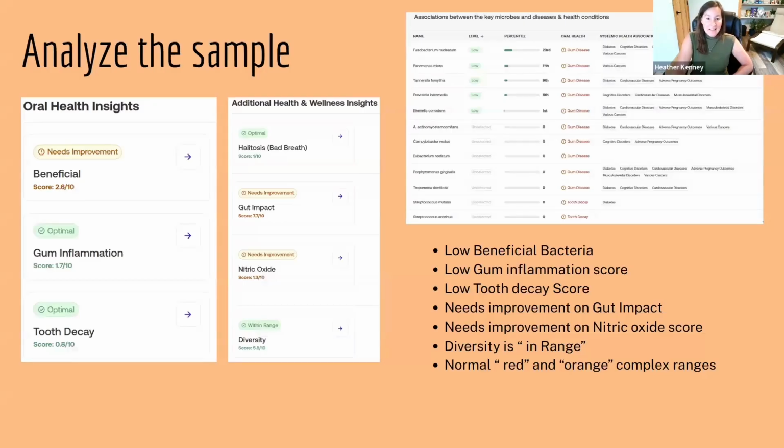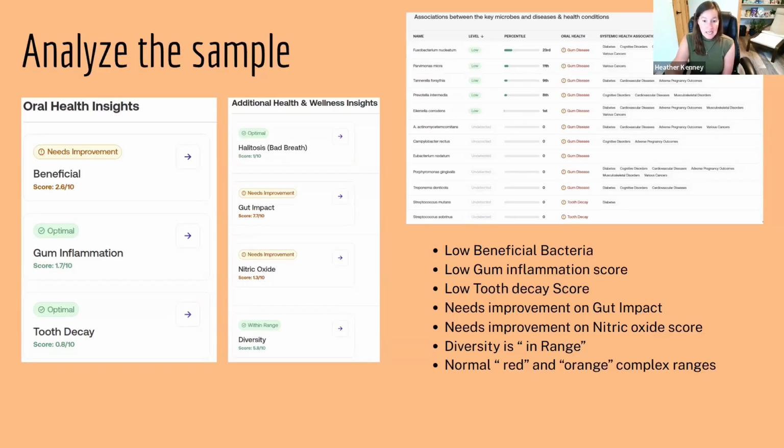So let's just analyze the sample for a few minutes. We have really low beneficial bacteria, so we already know that we probably have a little bit of an imbalance in that component. And he has a lot of inflammation, but we don't have all of the pathology we typically would look at in the red complex or orange complex bacteria that would drive the gum inflammation score. Any other things that you would call out here?